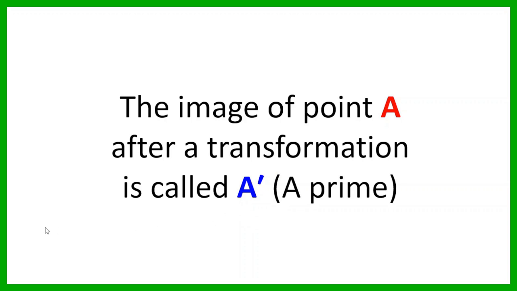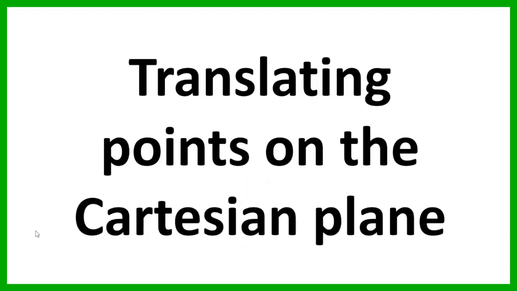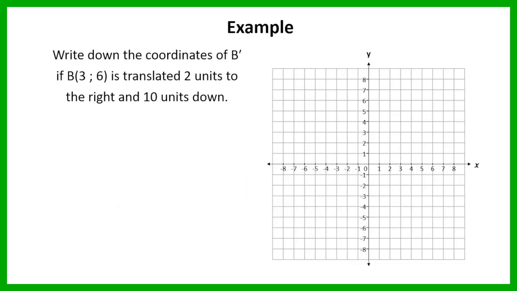Now we're going on to translating points on the Cartesian plane. Here's the first example we're going to do. It says write down the coordinates of B prime if B, which is 3, 6, is translated 2 units to the right and 10 units down. So first let's take a look at where B is on the Cartesian plane. If I plot the point B, 3, 6, I go 3 and then up 6. So my point B, 3, 6 is going to be this point over here.